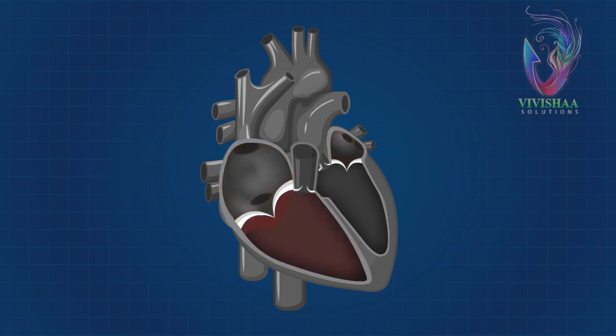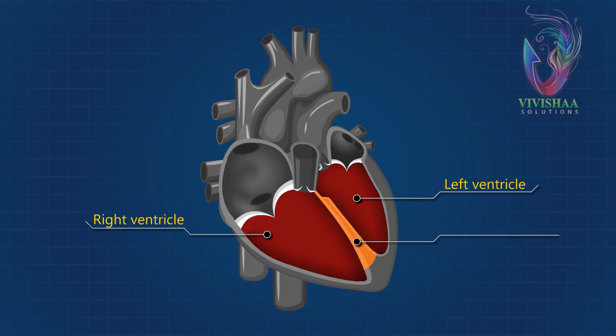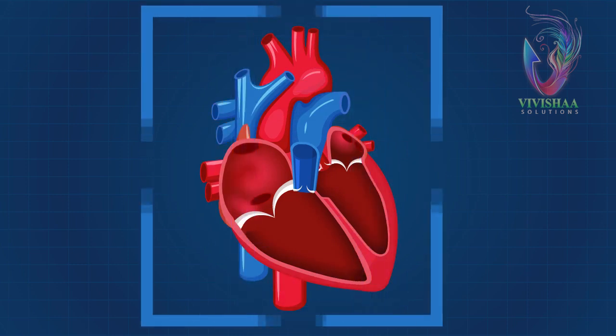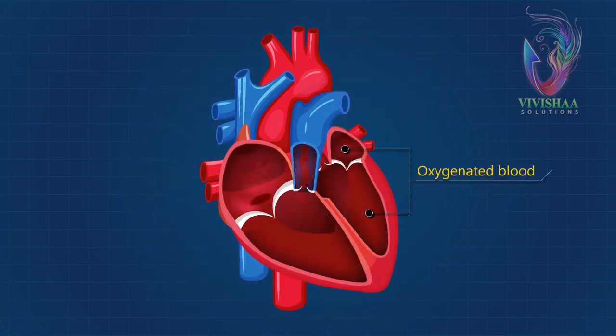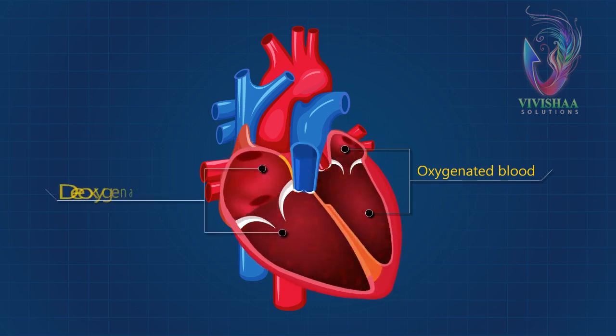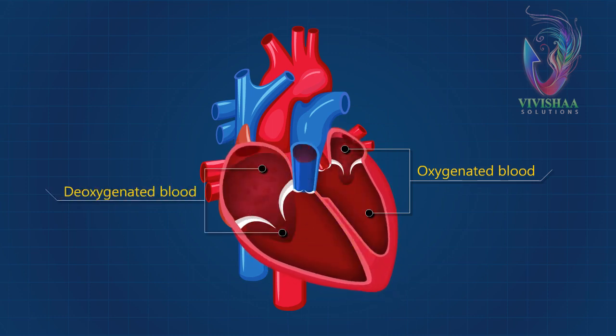Similarly, ventricles situated on the right and the left side are also separated by another band of muscles called interventricular septum. Both these septa help in separation of oxygenated blood on the left side of the heart from the deoxygenated blood present in the right side of the heart.